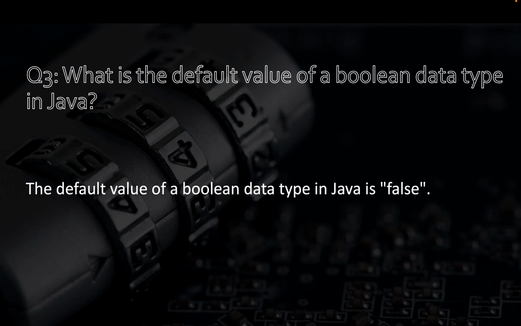Question number 3. What is the default value of Boolean data type in Java? The default value of Boolean data type in Java is false.